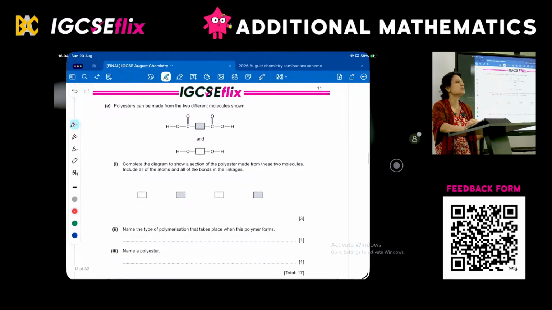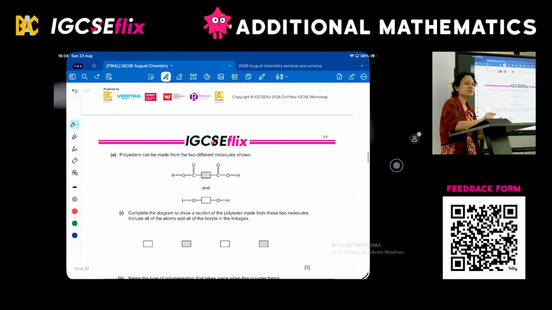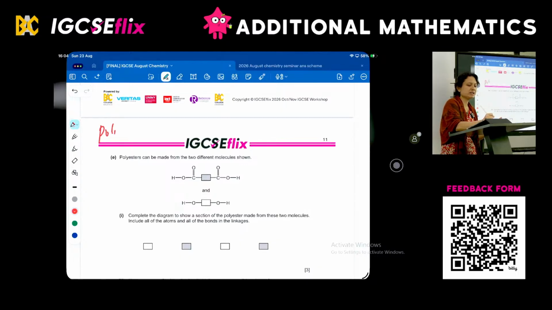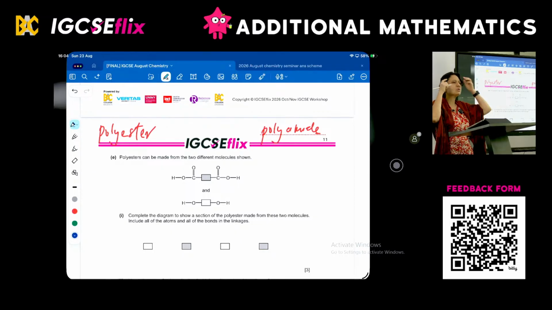How many kinds of condensation polymerization are there? Two. We talk about the synthetic ones first. Look at page 11. One is polyester. The other one is polyamide. Whether it's polyester or polyamide, I want you to imagine, okay, polyamide.